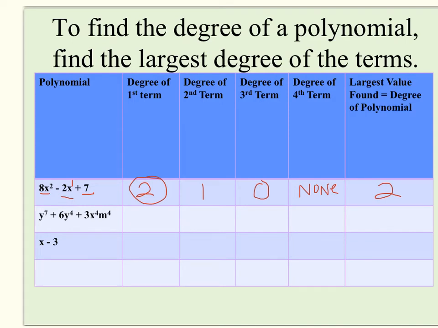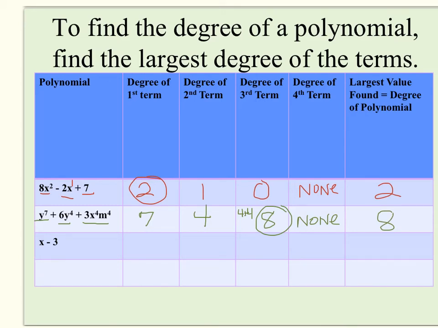So let's look at the next one. The degree of y to the 7th is 7. The degree of 6y to the 4th is 4. The degree of 3x to the 4th m to the 4th: I need to add my two 4's. So let's just write down that. That's what we're doing there. We're going to get 8. And there is no fourth term again. So the largest value we found in the second polynomial example was 8. So the degree of that entire polynomial is 8.